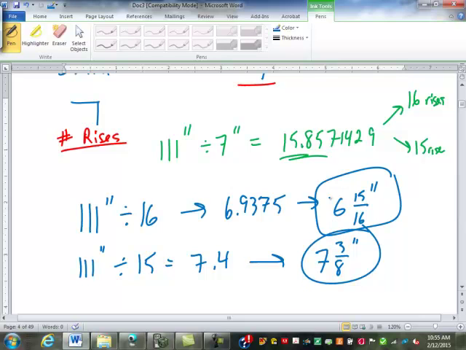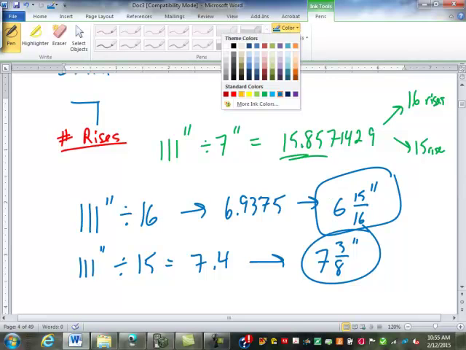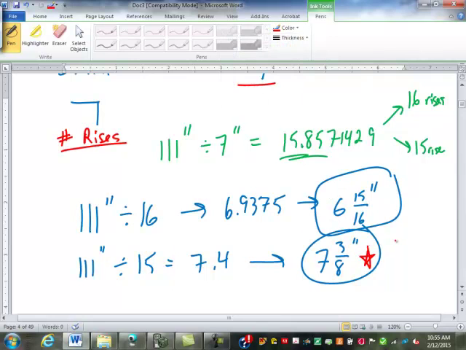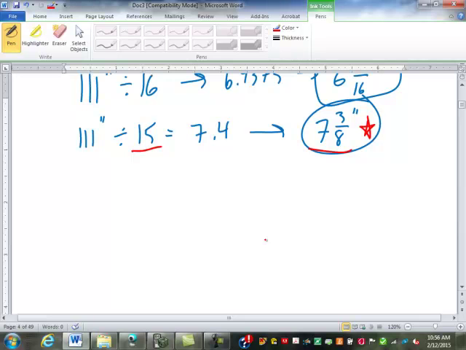So now we need to decide which one do we want to use. Well, I'm going to make an argument that we want to use the slightly larger one. Why? Well, we're allowed up to 8 inches. Not only that, but having one less rise means one less tread, which means the stairway doesn't take up near as much room in the house. Make sense? So we're going to go with 7 3/8 inches for my unit rise.